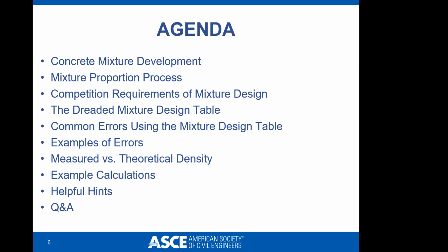We'll go over the competition requirements based off the 2022 RFP. We'll discuss the mixed design table that needs to be filled out. One of the things that we do want to go over are the common errors that we generally see in the mixed design table with some examples. We'll also go over the measured versus theoretical density, which is one of the major errors that we see in the mixed design table. We'll go over an example calculation, helpful hints, and a question and answer period afterwards, the actual office hours. So you can actually post your questions in the chat, and we will address those at the very end to the best of our ability.